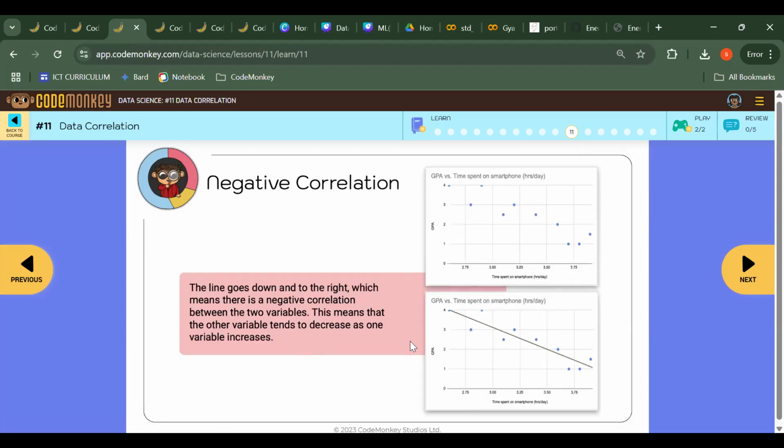Here the data is plotted. Your time spent on the smartphone is about 3 hours and your grade is getting 1. If you're spending 2 hours on the smartphone, your grade is higher. From the graph, you can draw a conclusion, right? In this kind of graph, one variable goes up and one variable goes down. This kind of correlation is called negative correlation.